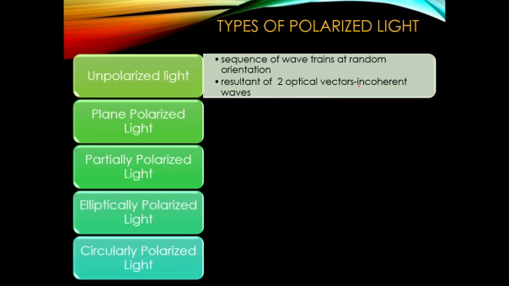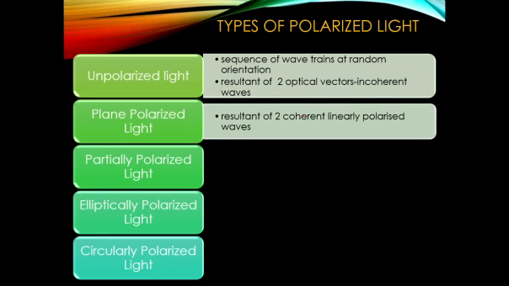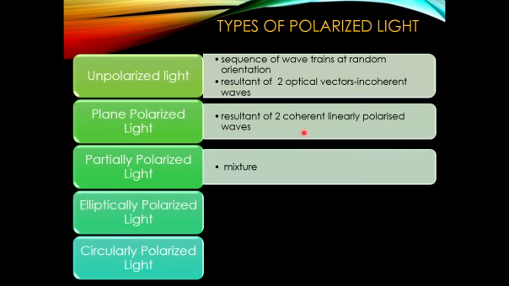If incoherent plane waves superpose, we will get unpolarized light. You can consider this as a sequence of wave frames at random orientation, which can be considered as the resultant of two optical vectors which are incoherent. But if they are coherent linearly polarized waves, they will superpose to produce plane polarized light. And if it is a mixture of those two, some coherent and some incoherent, then what you get will be partially polarized light.